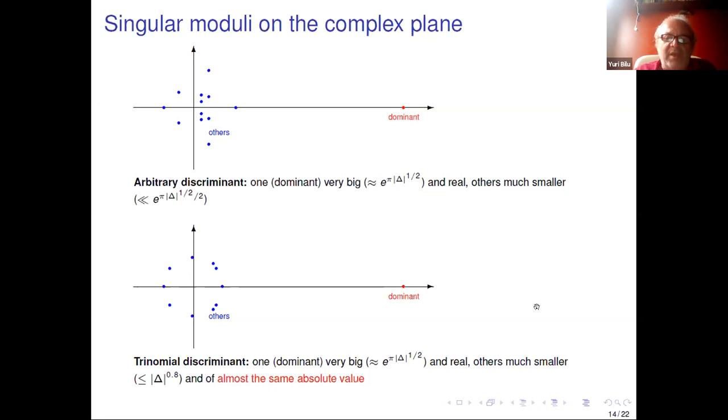But for trinomial discriminant, when these guys are also roots of a trinomial, you remember what we know about trinomials. If there is one big root, then all smaller roots are almost the same in absolute value. So we must have a picture like this, not just chaotically distributed, but very regularly distributed. They're almost like on the circle. And this is what we use in our analysis. Basically, all the knowledge that we need about trinomials is here.